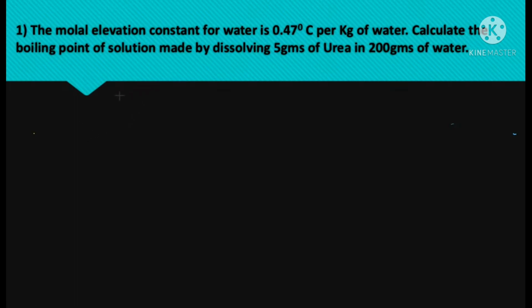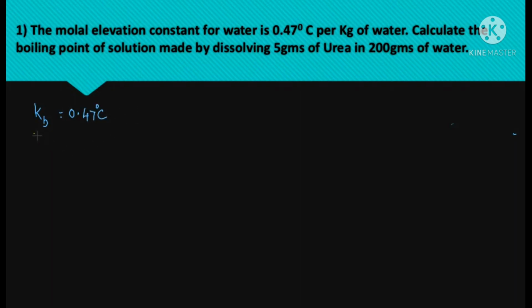Read the problem, students. The molal elevation constant for water is 0.47 degrees centigrade per kg of water. Calculate the boiling point of a solution made by dissolving 5 grams of urea in 200 grams of water. Okay, so let us write the given data first. What are the data given? Kb, that is the ebullioscopic constant, is given and it is 0.47 degrees centigrade, is it not?